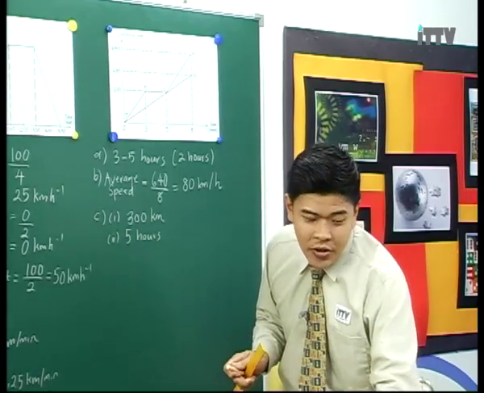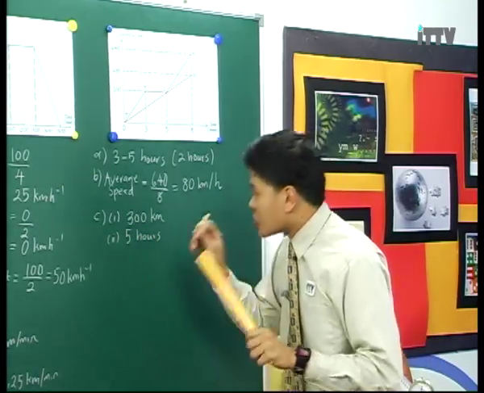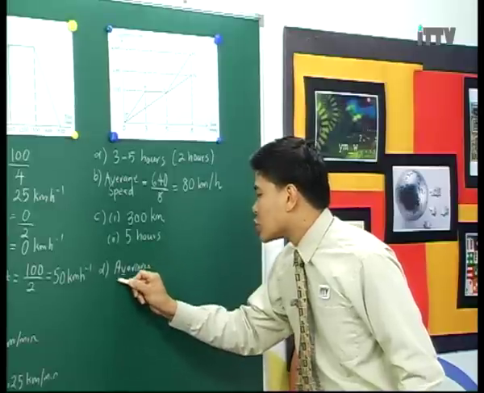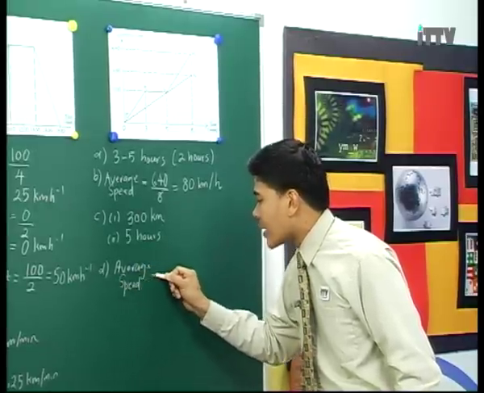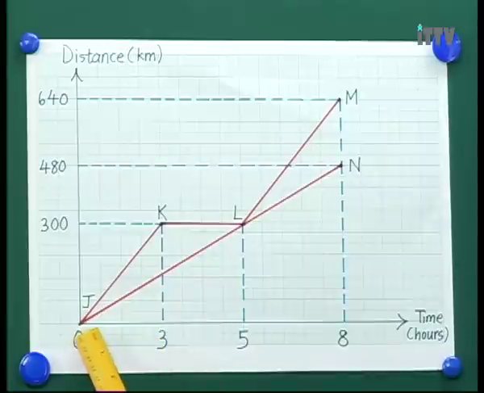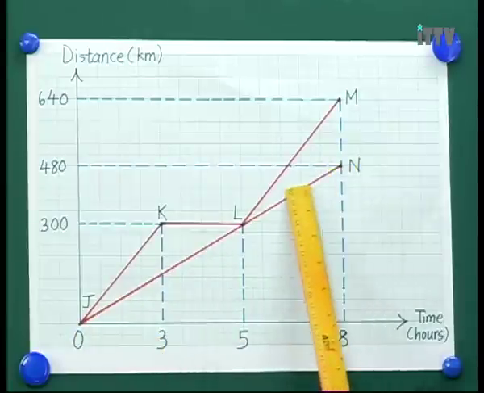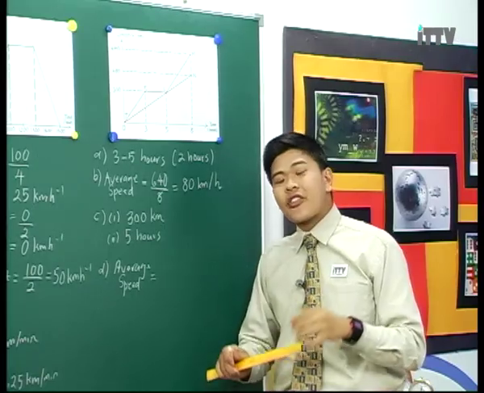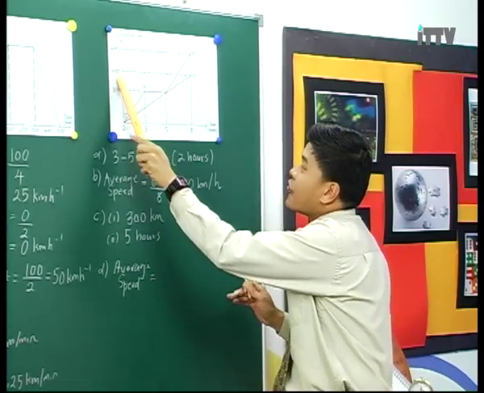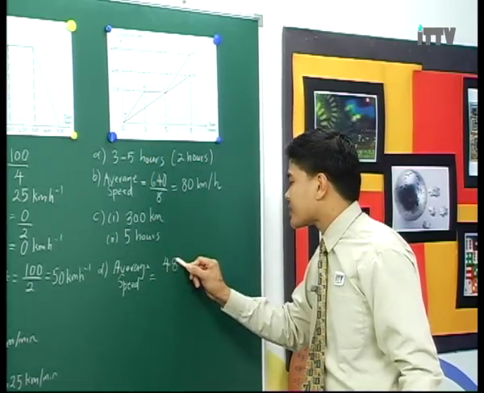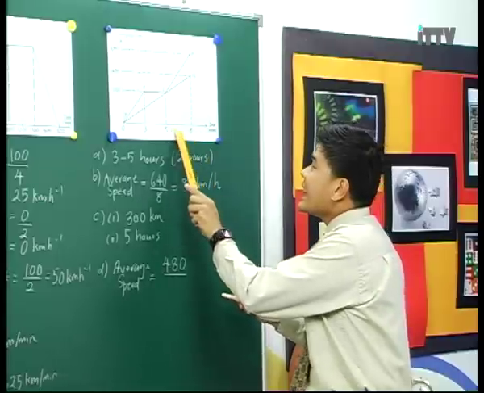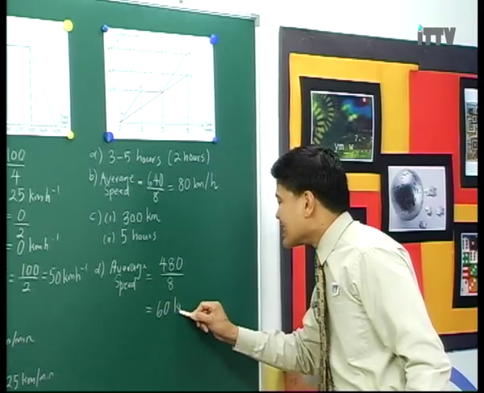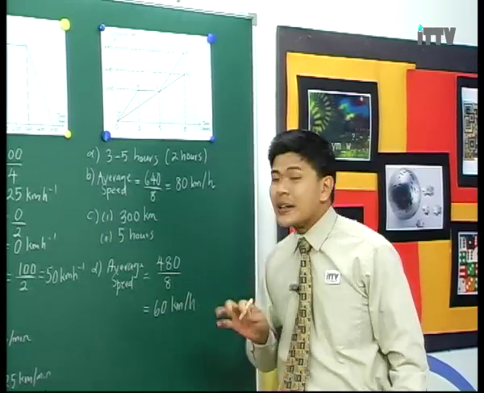And lastly, finding the average speed of the car. So again, guys, remember, average speed is always total distance over total time. Look at the car's line right here. The total distance traveled by the car is 480 kilometers. Total time taken, 8 hours. So we have the average speed of the car as 60 kilometers per hour.